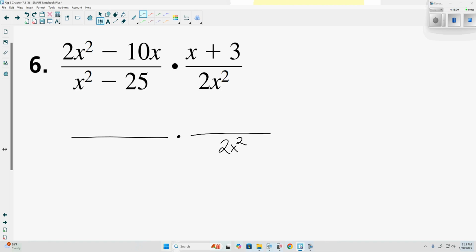Well, the nice thing is 2x squared doesn't factor. That's as simplified as it gets. There's actually one more that doesn't factor. x plus 3. x plus 3 is as simplified as it gets. There's no greatest common factor. The degree is 1. Simplified.